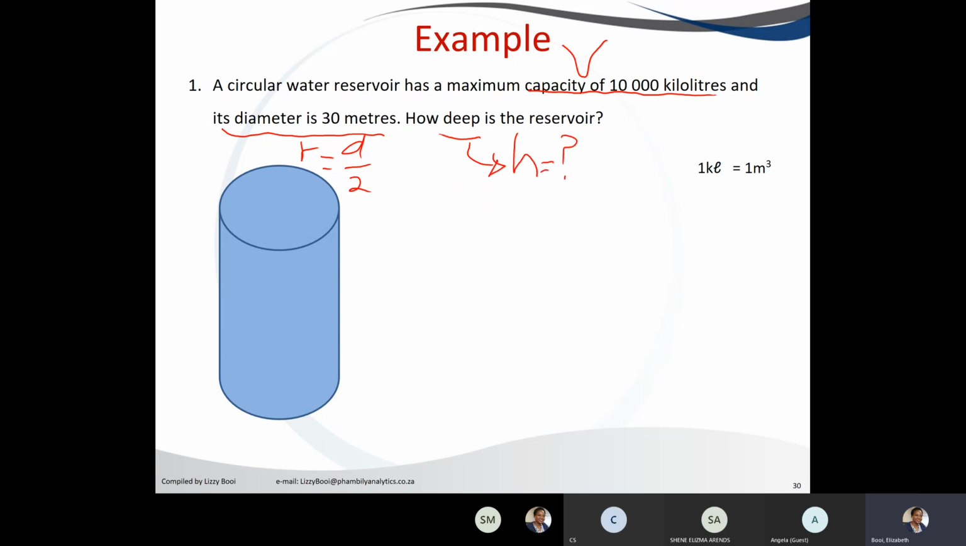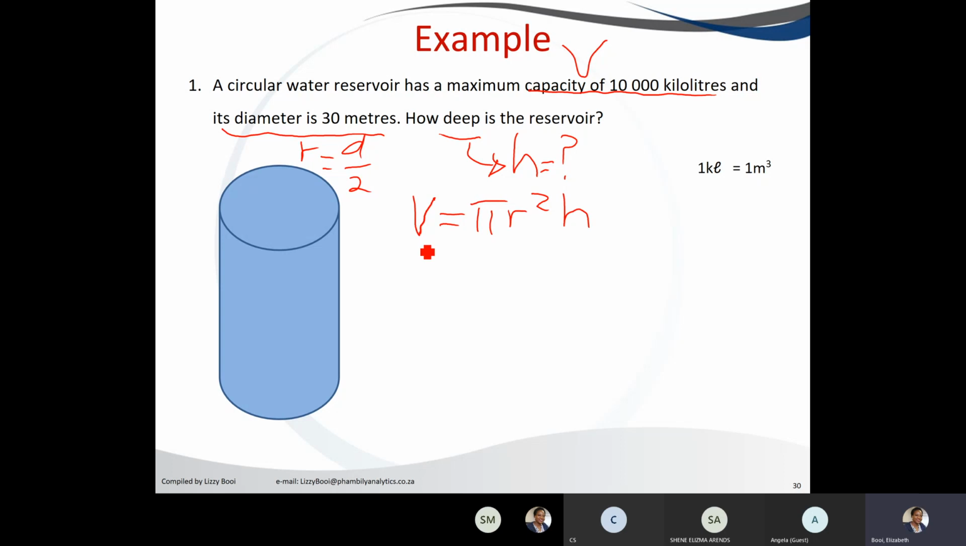So knowing for sure that a reservoir looks like this, we can safely say this is like a cylinder. And we know that the formula to calculate the volume of a cylinder is pi r squared times height.